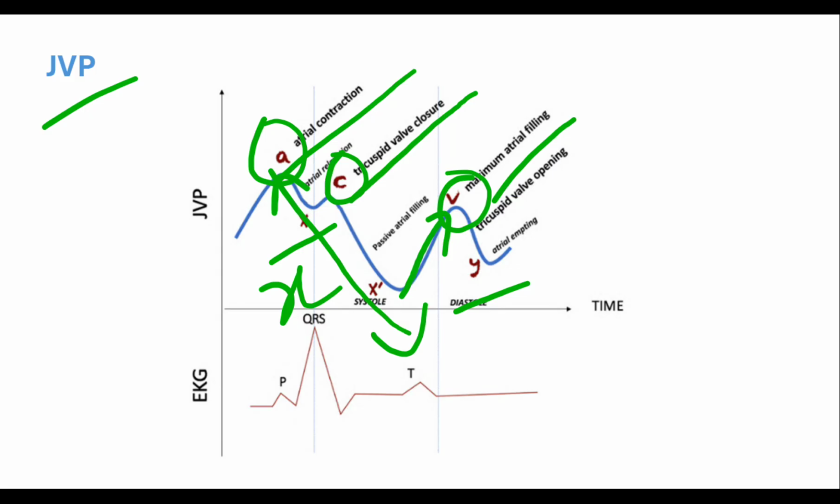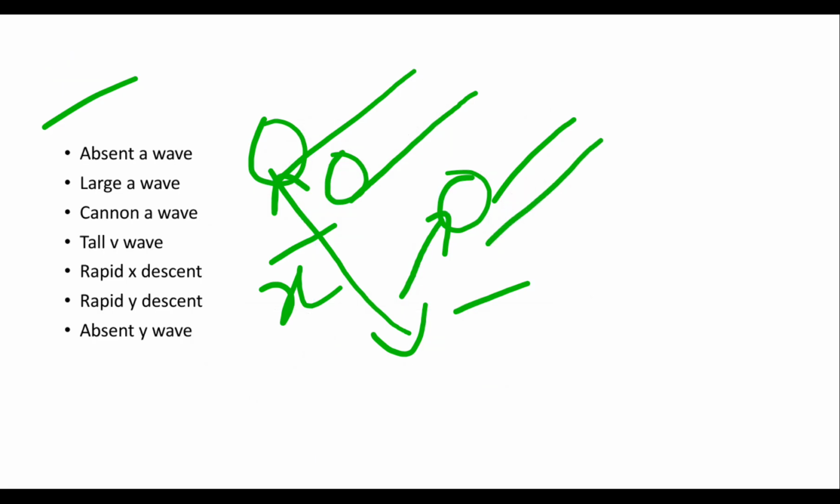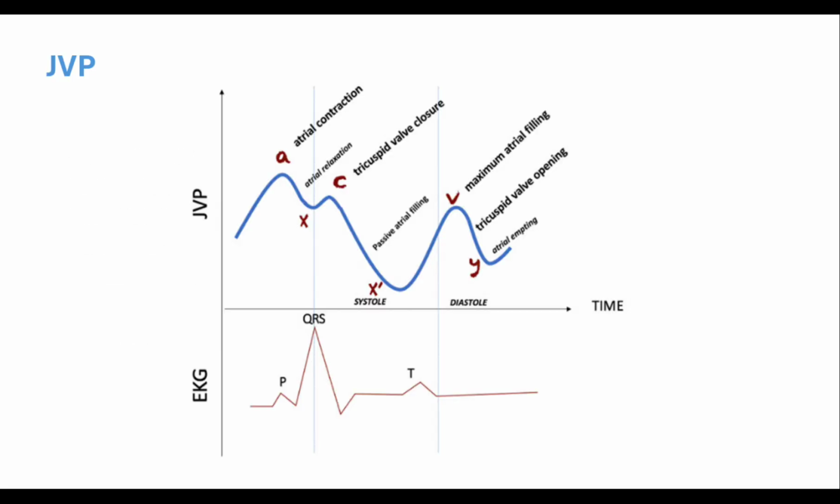Now, once the volume builds up in the atria, at one point the tricuspid valve will open, and all the blood will get emptied into the ventricle, and that is called V wave. Okay, that is called V wave. So you have A wave, C wave, V wave, and X descent and Y descent.